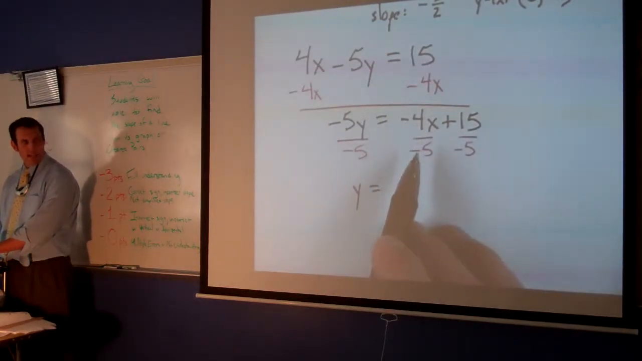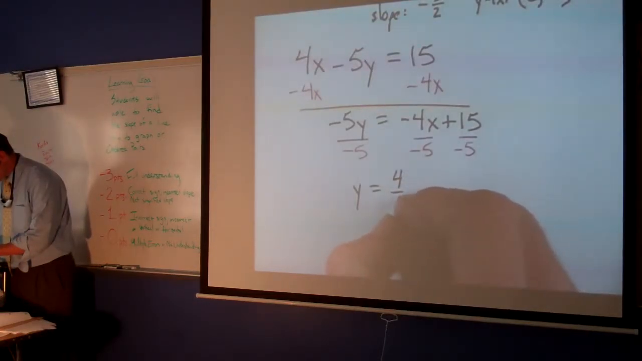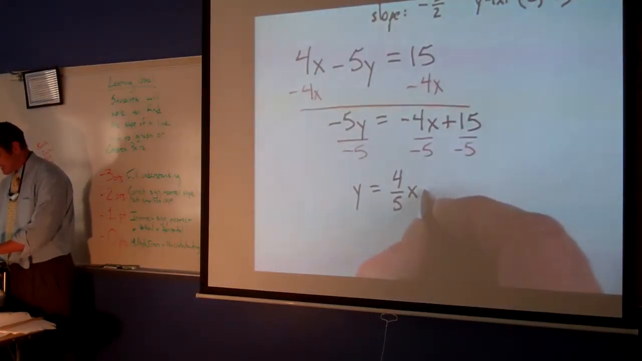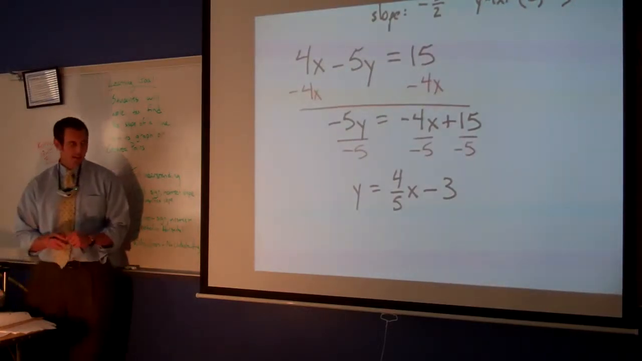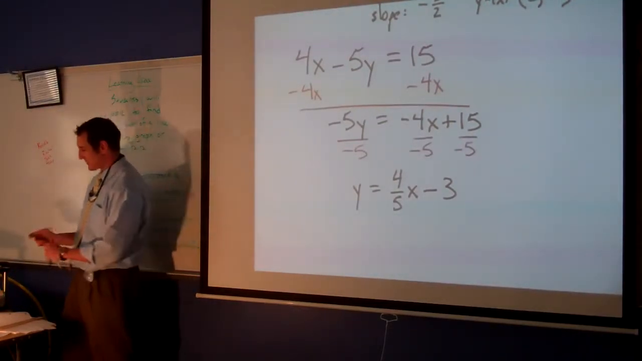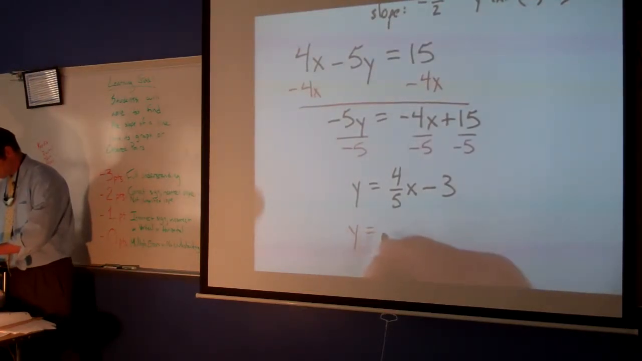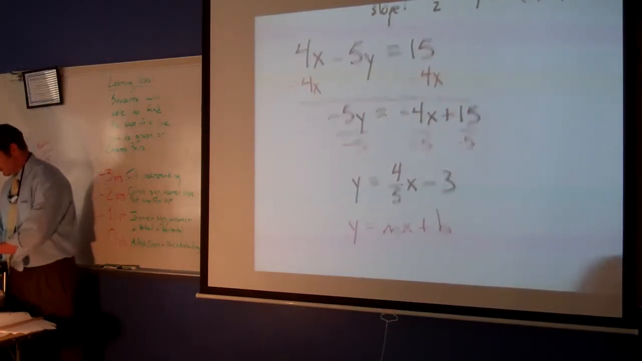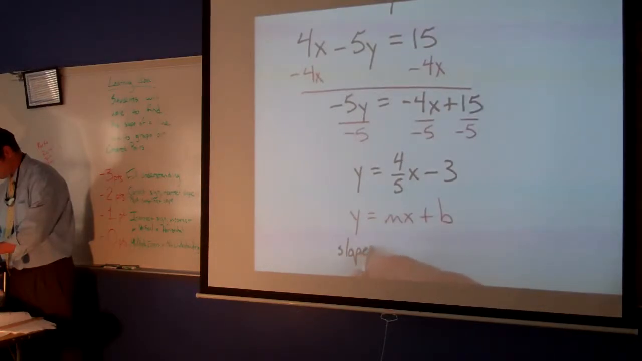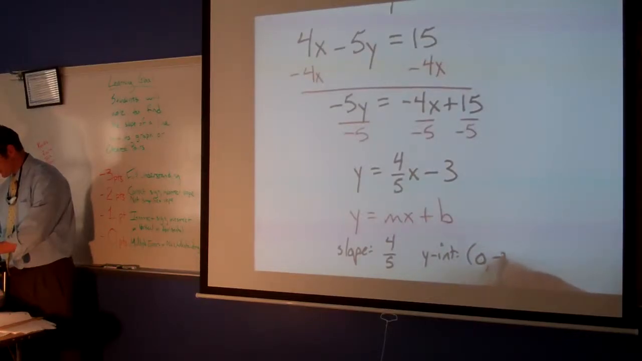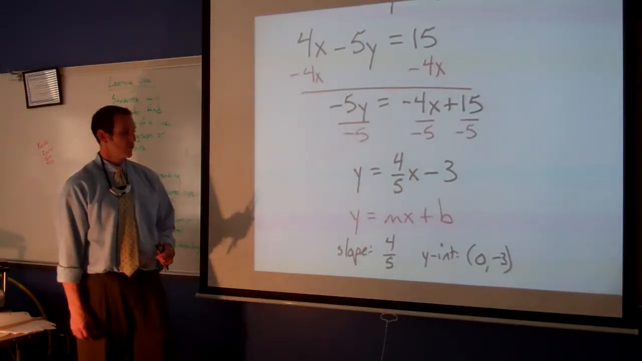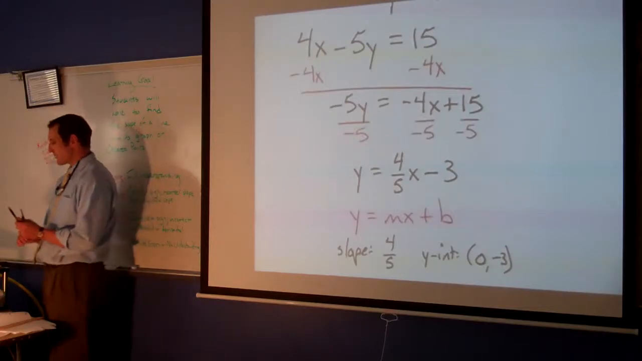A negative over a negative is positive, and 15 divided by negative 5 is negative 3. And I'm already in slope-intercept form. So my slope for the second equation is 4 over 5. My y-intercept in this equation is (0, negative 3). So I can use my ability to solve literal equations to identify slope from a line.